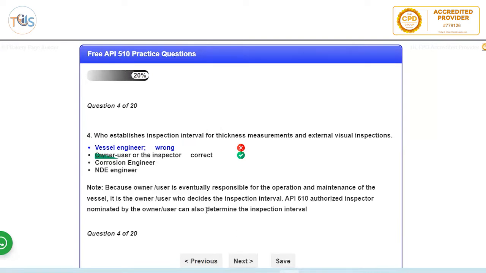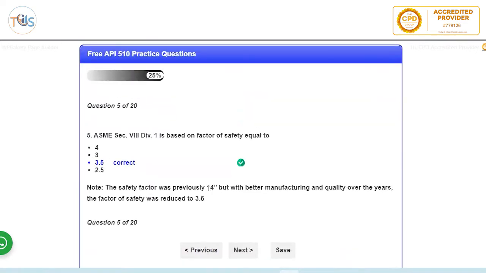Who establishes the inspection interval? Normally it's done by the inspector. Anyway, it should be approved by the inspector, because eventually the inspector is going to certify that the vessel is fit for purpose. By inspector, we mean an API authorized pressure vessel inspector who has passed the exam. Now, the ultimate responsibility for maintenance, operation, and safety of the vessel lies with the owner. So eventually, it's the owner-user or the inspector on behalf of the owner-user.